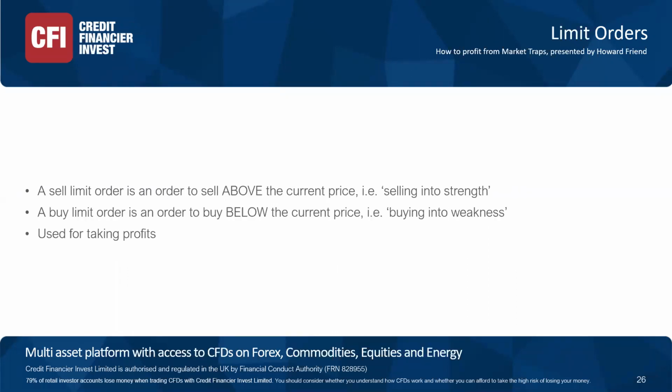Limit orders are the reverse. So a sell limit order is an order to sell at a price above the current market price. So what we're doing effectively is we're selling into strength. A buy limit order is an order to buy below the current market price, so we're buying into weakness. I use the limit orders not for entering trades, but for exiting trades in profit. So if I'm long, I want to place limit orders to sell above the market price to take my profits.